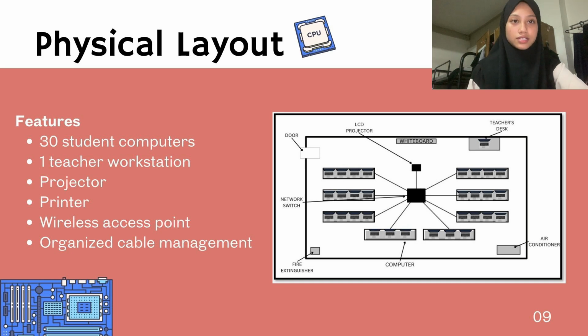the class during lessons. The student computers are arranged in rows to provide enough space for movement and ensure a safe and comfortable learning environment. This layout also allows teachers to clearly see every student's computer screen. The laboratory is equipped with important devices such as a multimedia projector, printer, and a wireless access point to support teaching and learning activities. Lastly, the network cables are arranged neatly through organized cable management. This keeps the computer lab clean, reduces the risk of accidents, and makes maintenance easier.